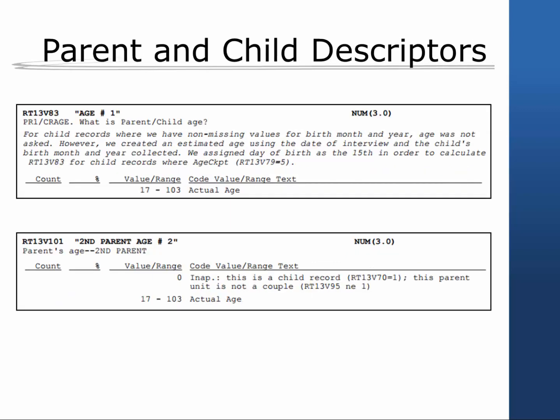There are two age variables. The first identifies the age of either the child or the first parent, and the second identifies the age of the second parent, if there is one. If the parent unit consists of a head or wife's biologic or adopted parents, the first parent is always the father and the second parent is always the mother. If the parent unit is anything else, for instance, a single or remarried parent unit, the biologic or adopted parent information is captured in the set of first parent variables.